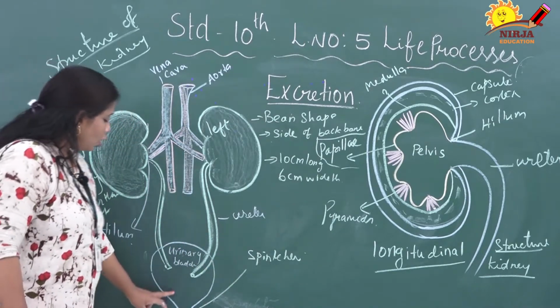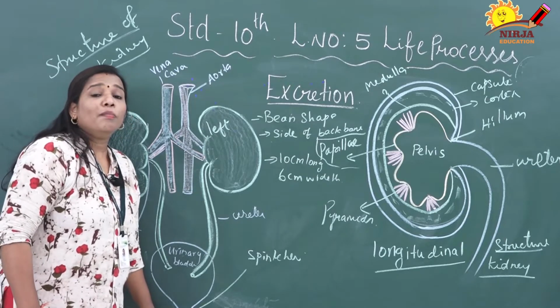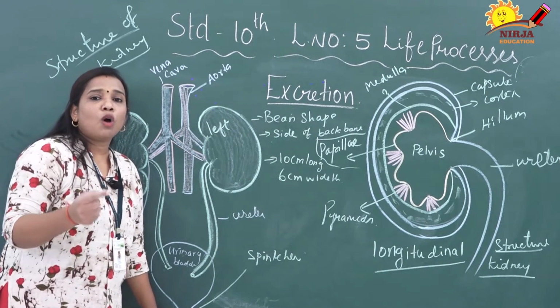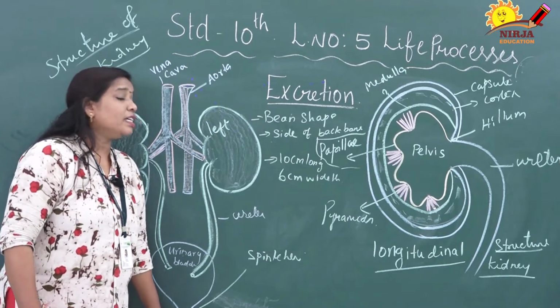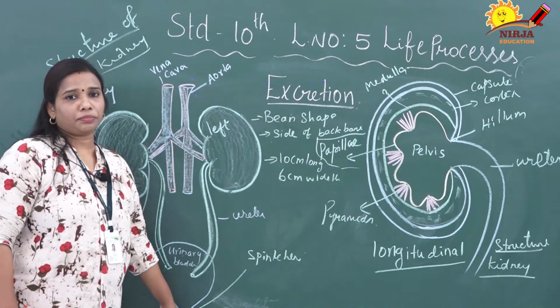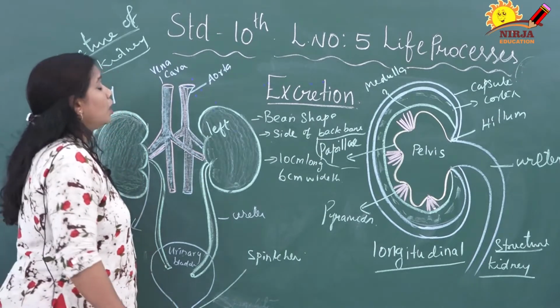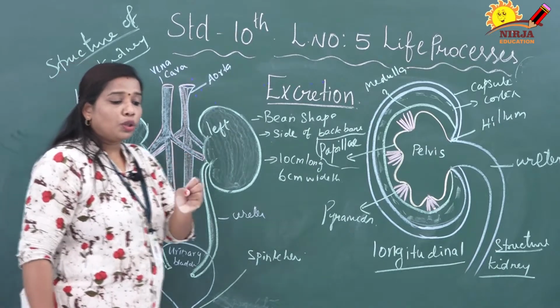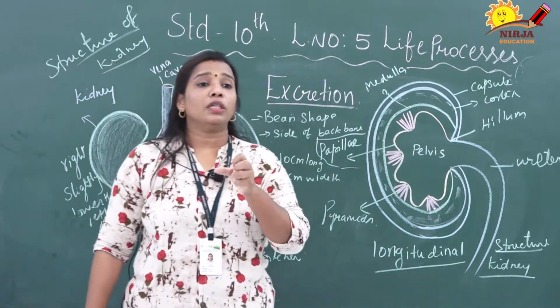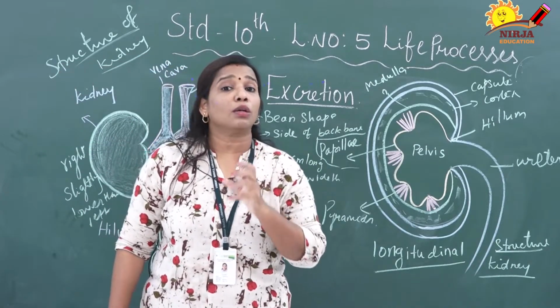Right. Now, the urinary bladder makes an outlet through a small opening. That opening is called the urethra. The opening and closing of this urethra is controlled by a circular muscle.